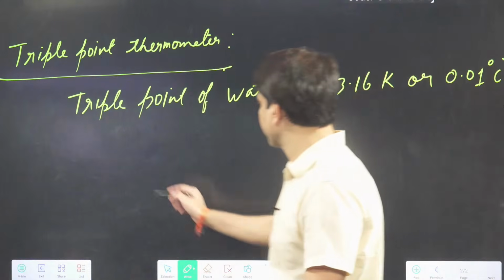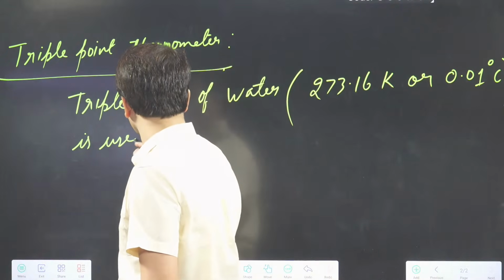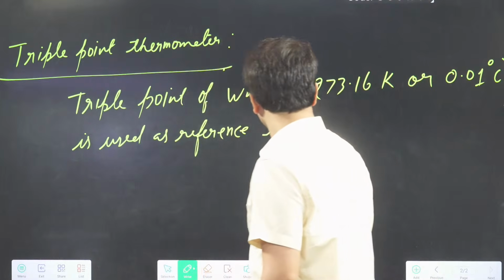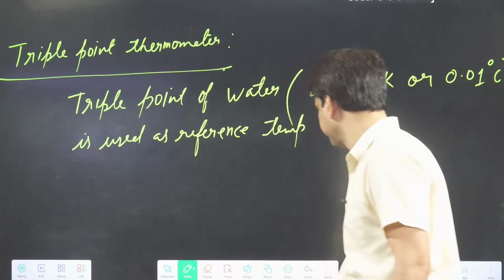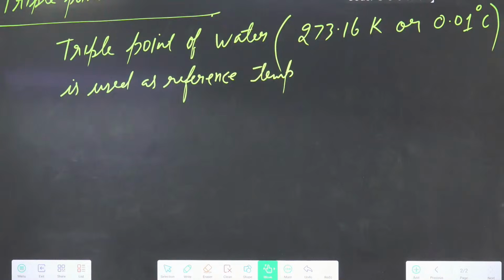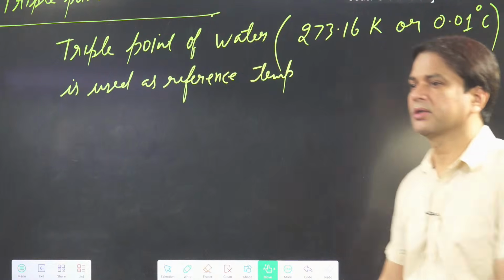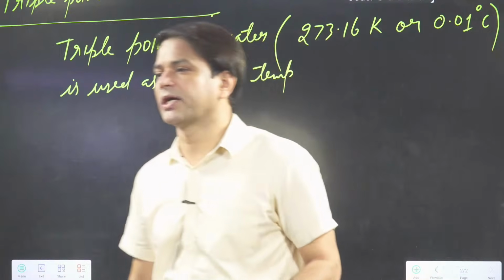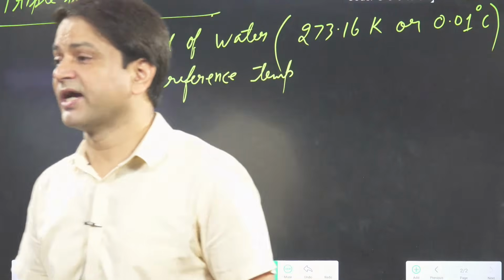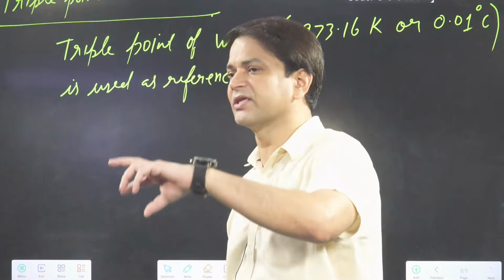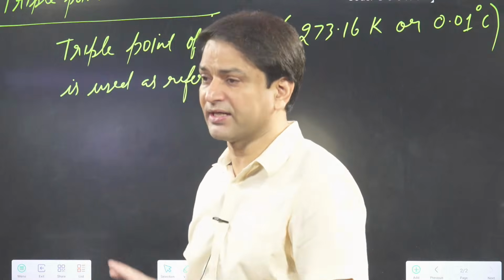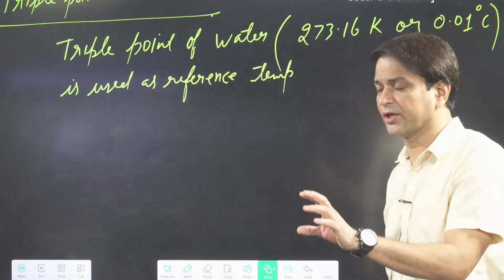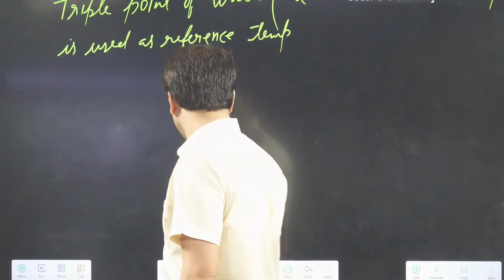So triple point of water is used as the reference temperature. Everybody got? Now if I am using the triple point thermometer, I cannot use the TSI, because TSI we define for the two reference temperature, (T − LFP)/(UFP − LFP), like that. So we will not use the TSI for the triple point thermometer. So for the triple point thermometer, what will we use?